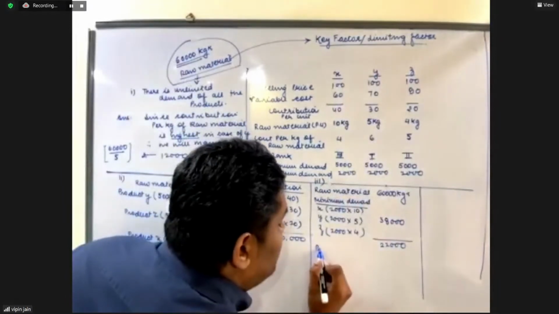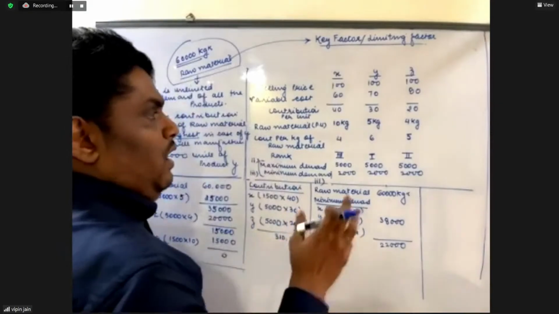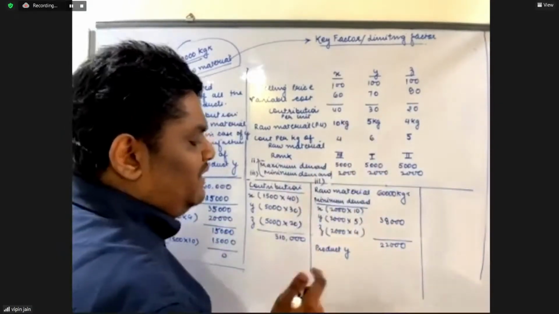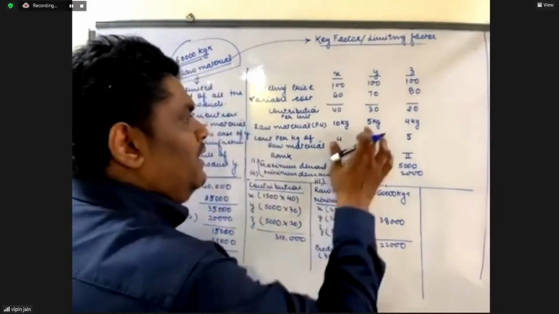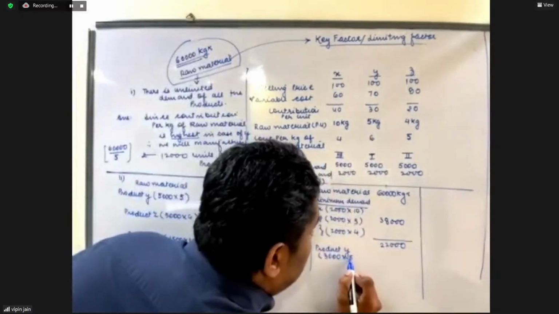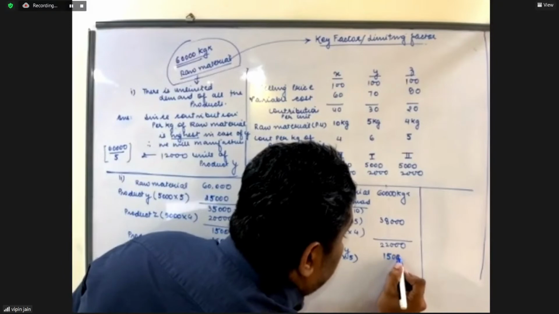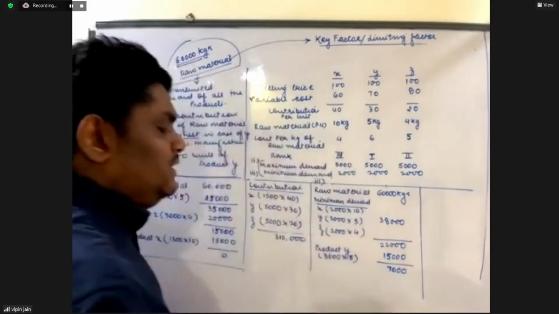So we'll manufacture product Y. Now, out of 5,000, 2,000 is already fulfilled. So we are left out with 3,000. So 3,000 units of product Y into 5 kgs, that is 15,000. Still we are left out with 7,000 kgs.